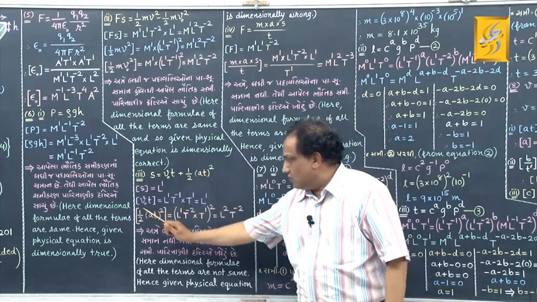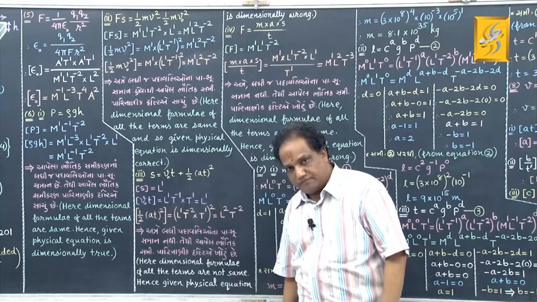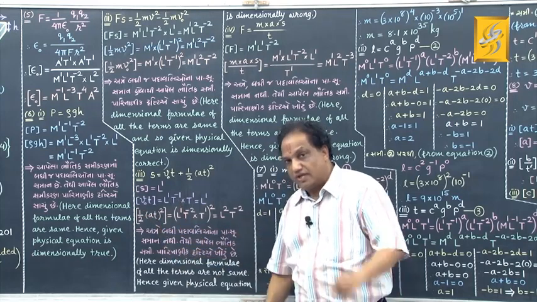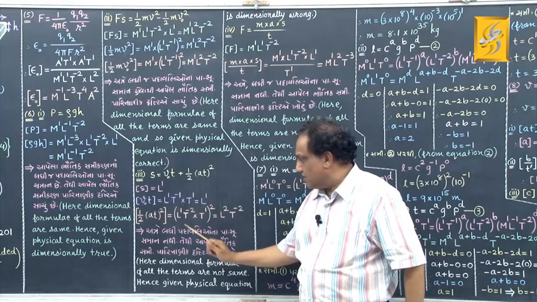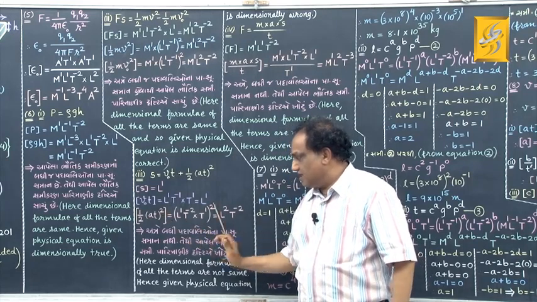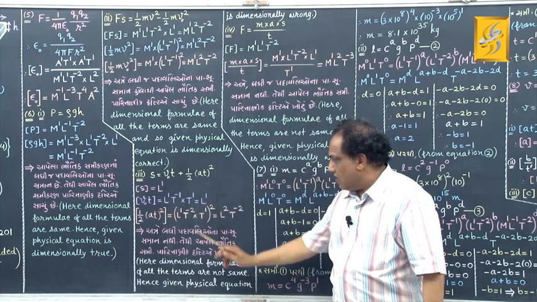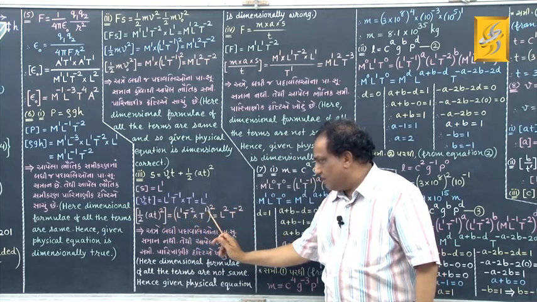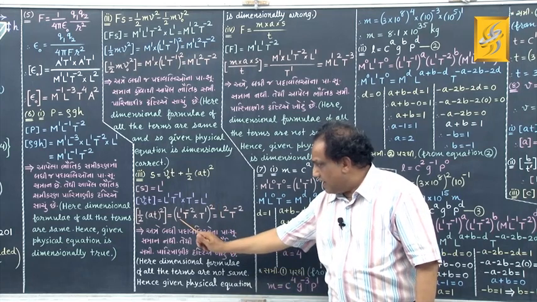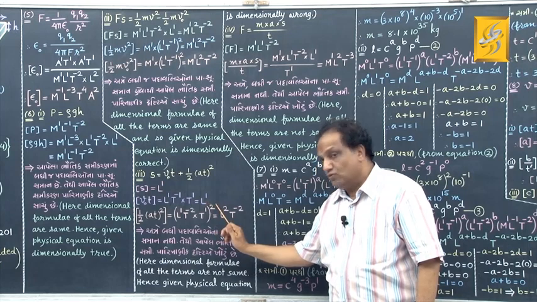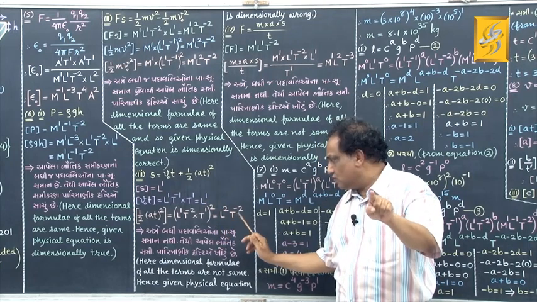What about the third term? Third term is 1 by 2 into A into T square. 1 by 2 is a numerical value. For acceleration, L raised to 1, T raised to minus 2. For time, it is T raised to 1 and then whole square. Correct? Minus 2 plus 1, that is minus 1. L raised to 1 into 2, that is L raised to 2. T raised to minus 1 into 2, that is T raised to minus 2.